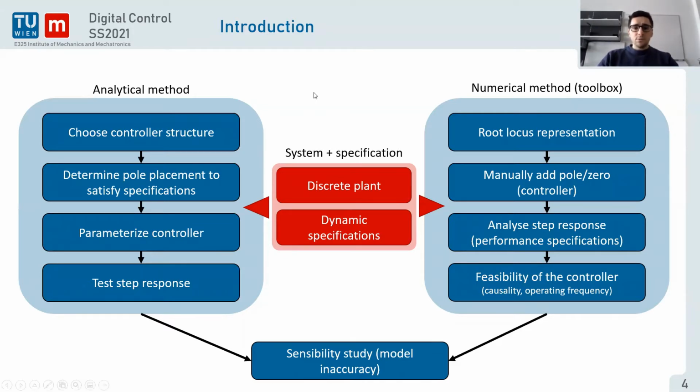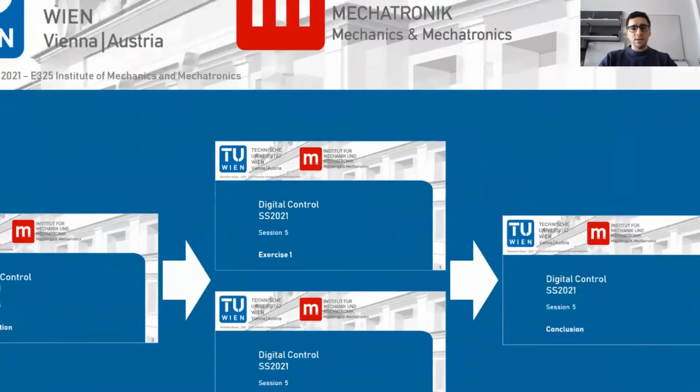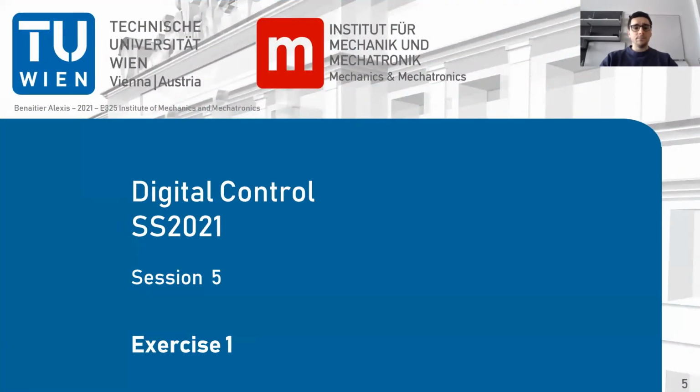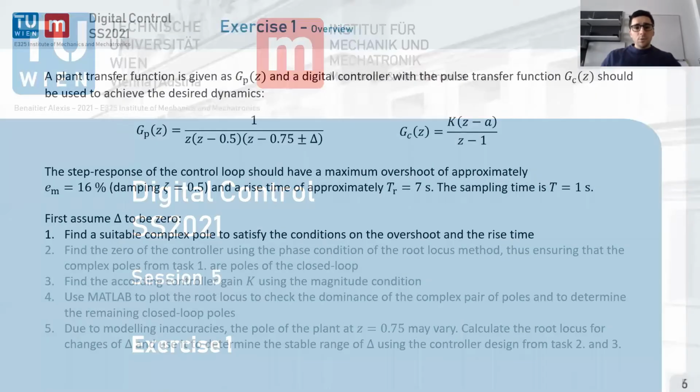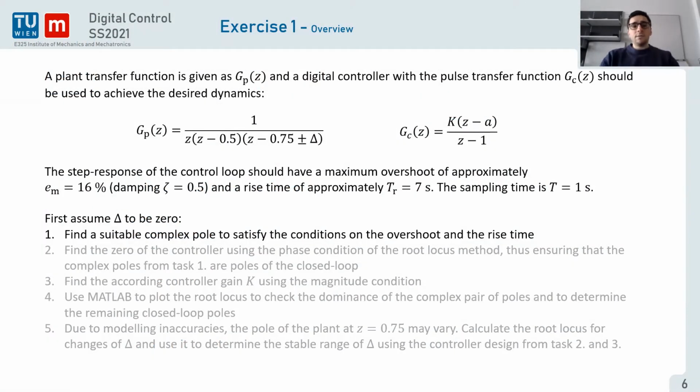So let's start with the first example for today, which is centered on the root locus method. In this example, we have a plant, a system called G of z, which is just a plant with 3 poles: one at z equals 0, one at z equals 0.5, and one at z equals 0.75 plus or minus delta. In the first place, we'll assume that delta is 0, so the system is perfectly known. And then we'll see how, if delta is changed a little bit, the closed loop poles with the controller we'll have designed will change.